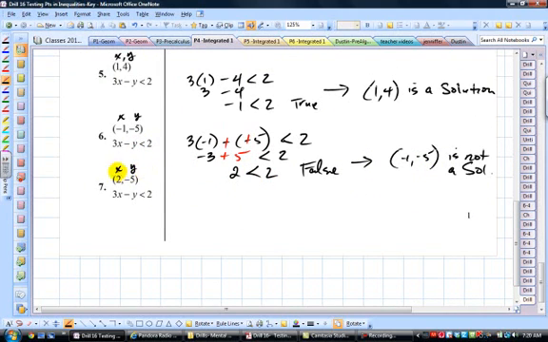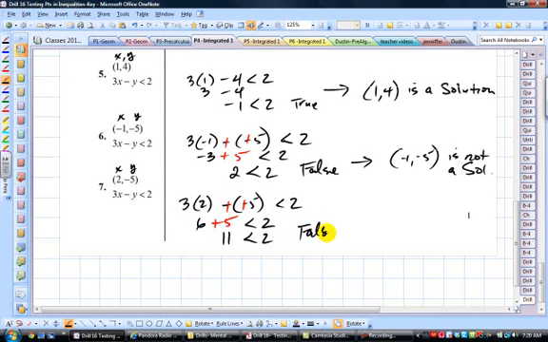And the last one here, we've got to check when x is 2 and y is negative 5, do we have a solution? So 3 times 2 minus a negative 5, is that less than 2? Well, here I got 6 plus 5. I have the opposite there. Is that less than 2? Well, of course it isn't, because 11 is not less than 2. This is false, and that tells me that our point 2, negative 5 is not a solution.